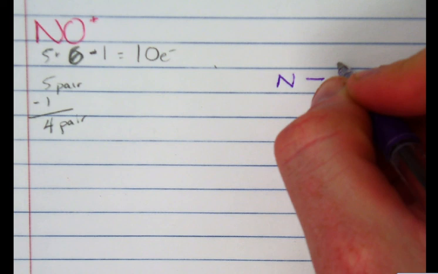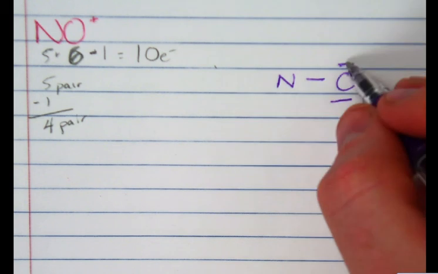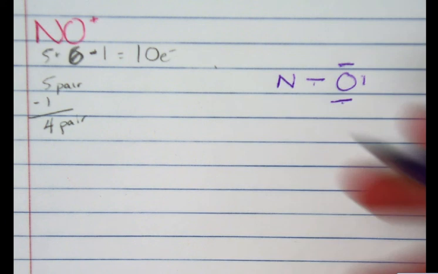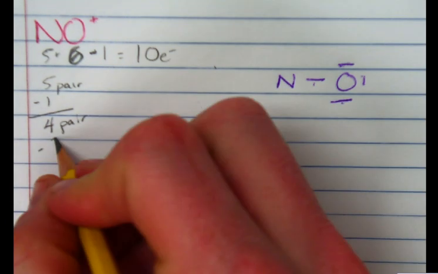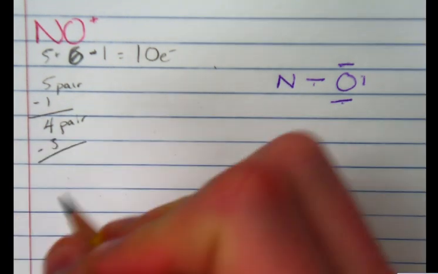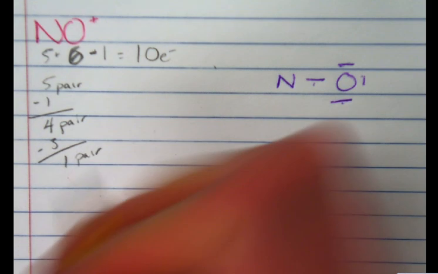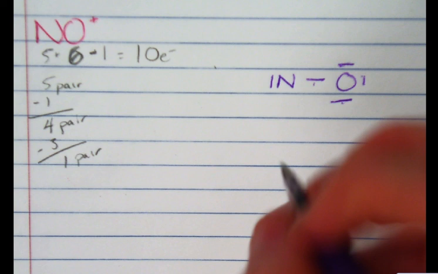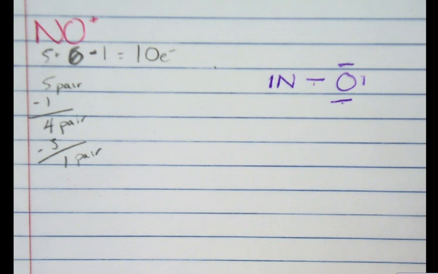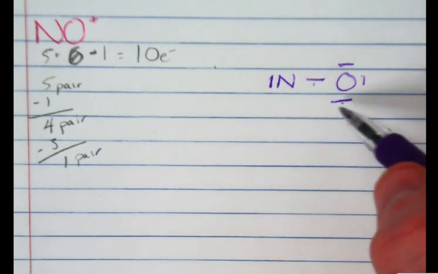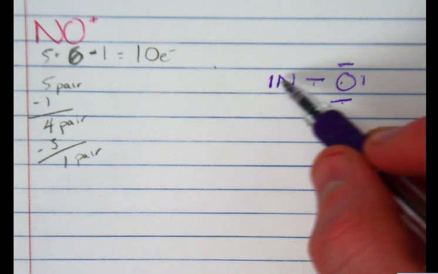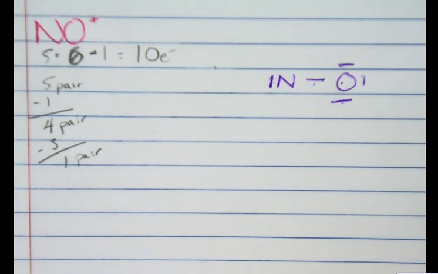Remaining pairs go around the terminal atoms. So that's 1, 2, 3. We used up 3. We have 1 pair remaining. The remaining pair goes on the central atom if there's room, and there is. But now we look, and we have satisfied the octet rule for oxygen, 2, 4, 6, 8. However, nitrogen only has 4 valence electrons and is not satisfied.